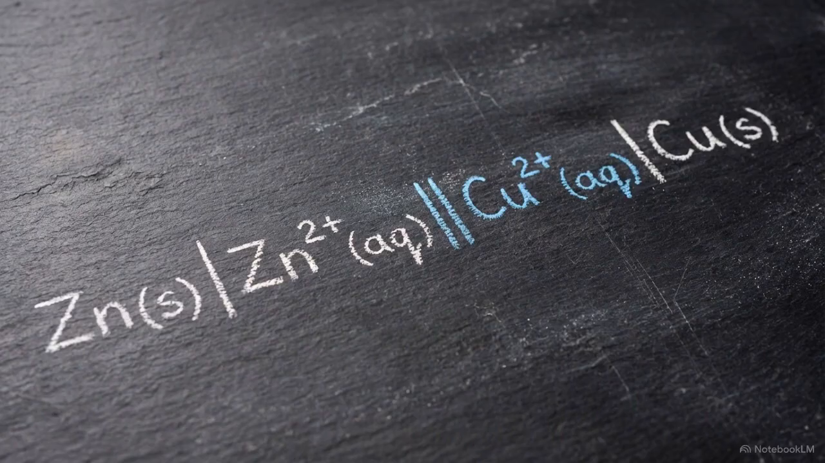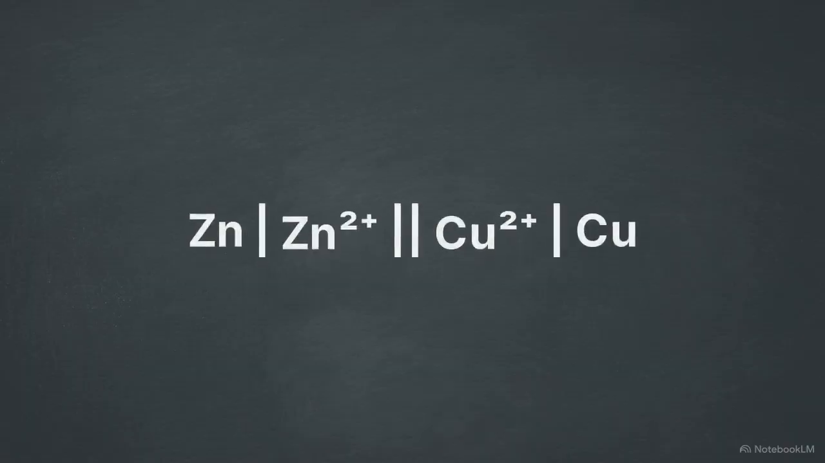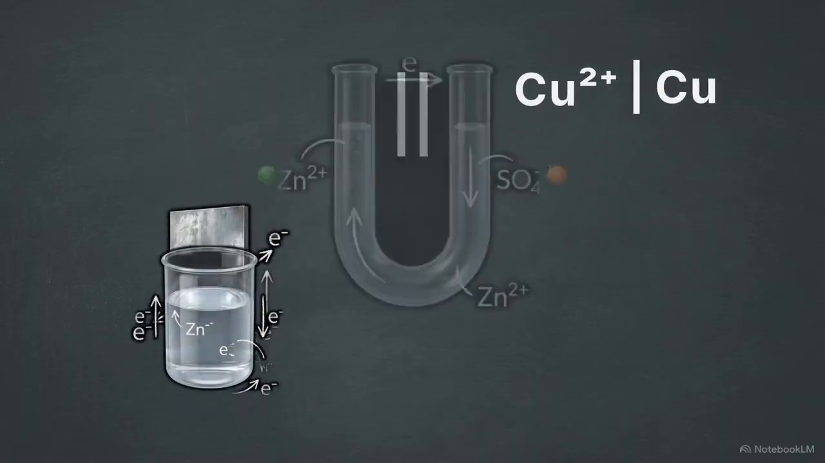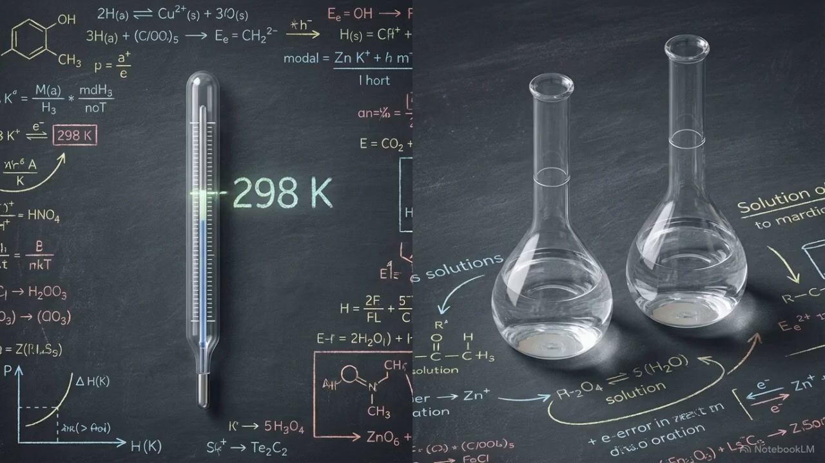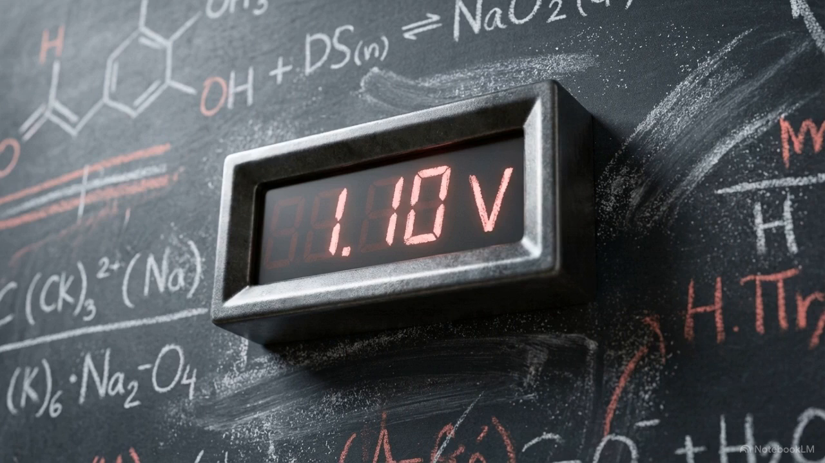On paper, chemists use standard IUPAC shorthand notation to perfectly describe this physical layout, reading from the anode on the left, across the salt bridge, to the cathode on the right. Under standard conditions, meaning a baseline temperature of 298 Kelvin and exact 1 molar concentrations for all solutions, this specific zinc-copper configuration produces a standard cell potential of exactly 1.1 volts.